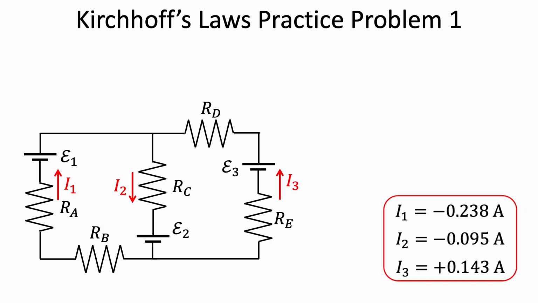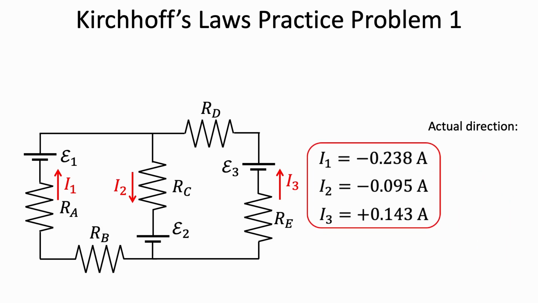Now that we know the values for the currents, let's think about their directions. Here's the original circuit diagram. We assumed I1 to flow upward. Because I1 turned out to be negative, this means that the actual direction for the current is downward. For I2, we assumed the direction to be downward, but the value turned out to be negative, so I2 actually flows in the opposite direction, which is upward. Finally, I3 came out to be positive, implying that the direction we assumed originally was correct, so it flows upward.